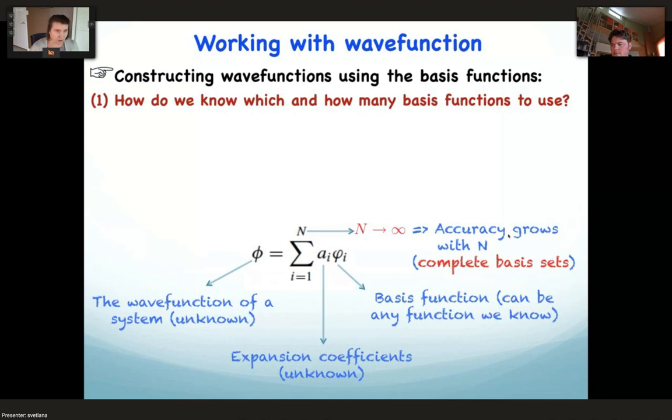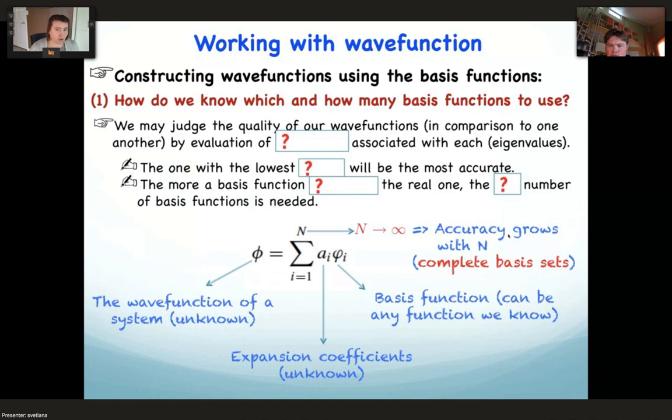First of all, we can judge the quality of the wave function, as already mentioned. It means we can try different bases and then compare the final result for each of them, the actual targeting wave function. We can evaluate it with respect to its energy associated with each of these states. We call them eigenvalues. So trying several basis sets, you can figure out which of them provides a function with the lowest possible energy. And then this would be the right one, the good one, the best one.